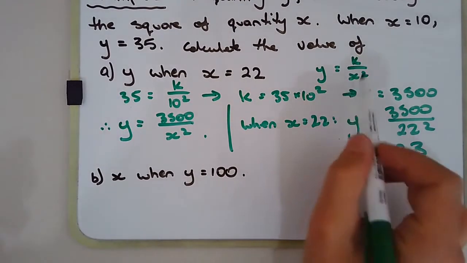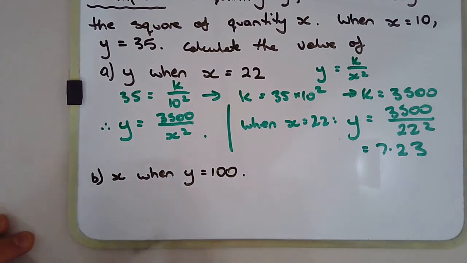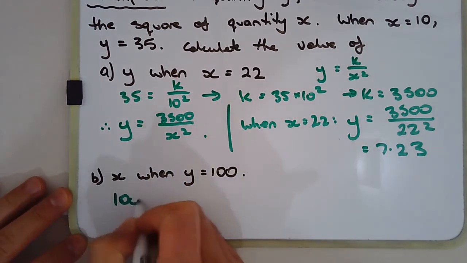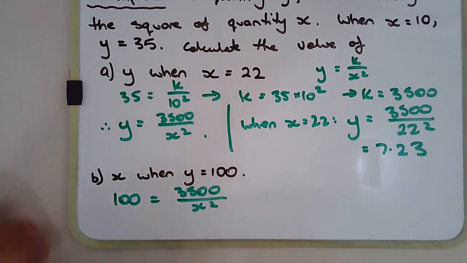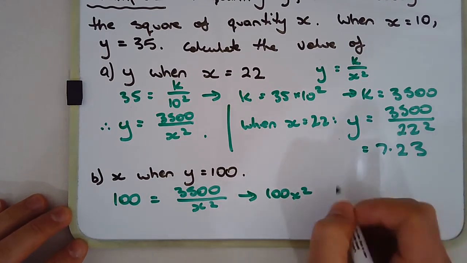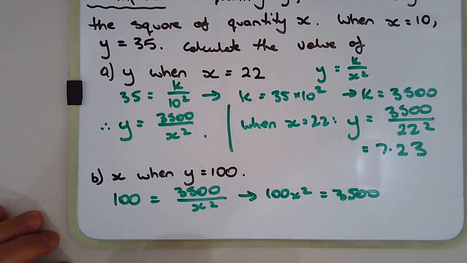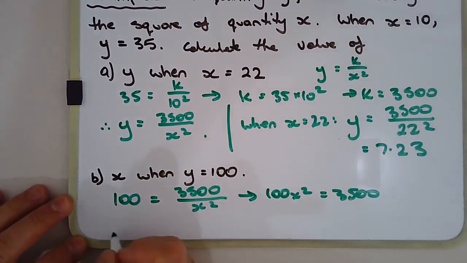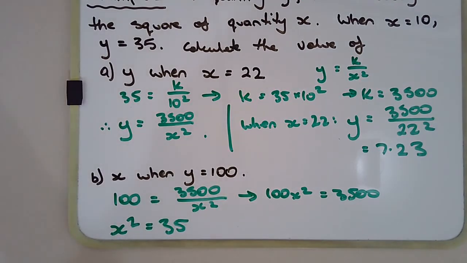We just need to solve the variation equation, since we've found the value of k. So y is equal to 100, so 100 is equal to 3,500 over x squared. Rearranging this formula, we have 100x squared is equal to 3,500. Dividing both sides by 100, x squared is equal to 35, so it works out nicely. Not quite 36, so it's going to be a value slightly under 6.